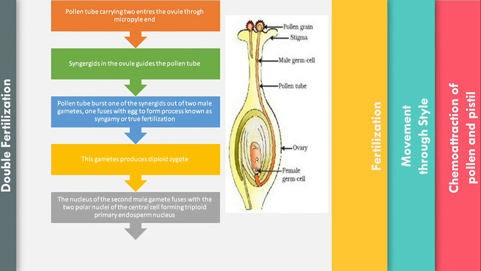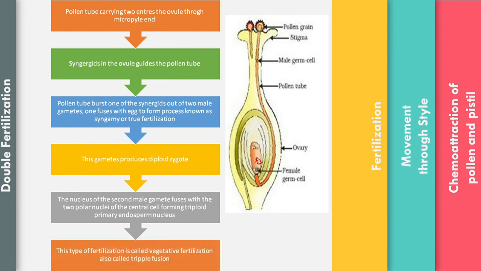Now that another nucleus will fuse with the two polar nuclei. जो ये सेंटर में जो polar nuclei हैं, यहाँ पे ये जो second male gamete है, it will fuse with the polar nuclei forming the triple endosperm nucleus. Okay, clear है? This type of fertilization is called vegetative fertilization and also known as triple fusion.